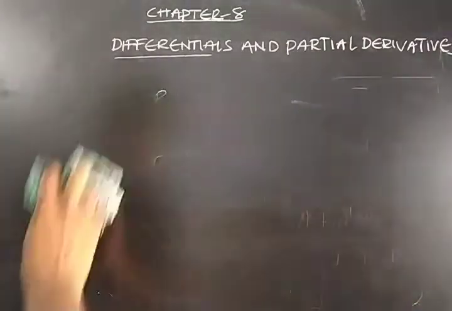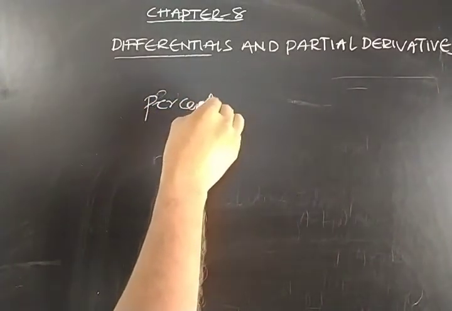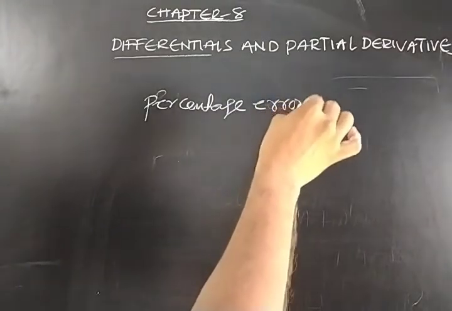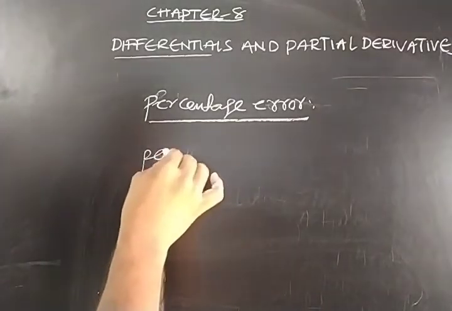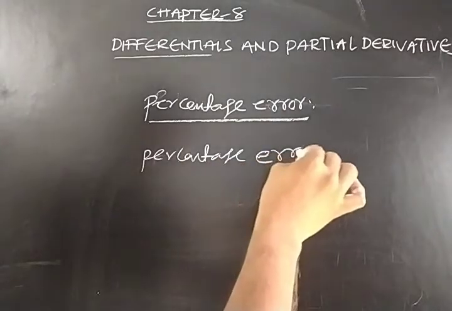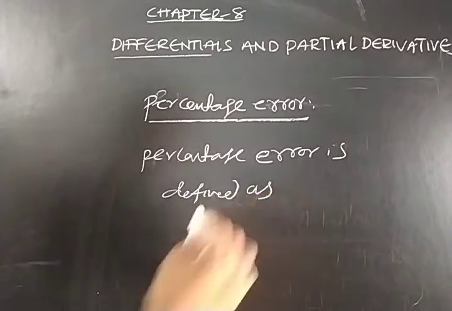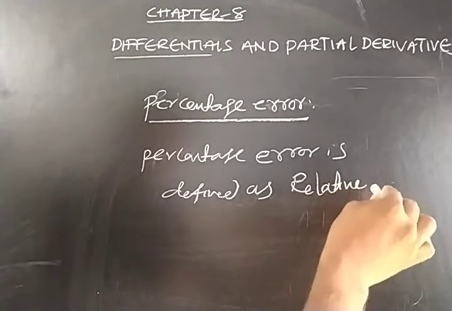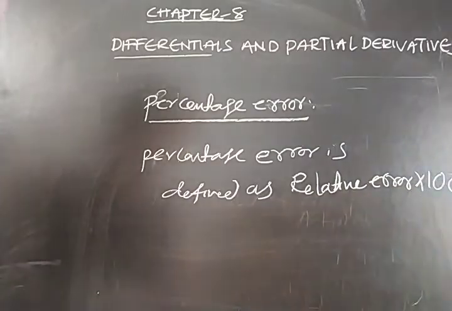Now percentage error, the third type of error. Percentage error is defined as relative error into 100. Relative error into 100 will give the percentage error.